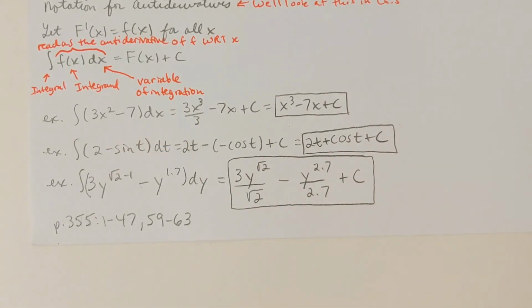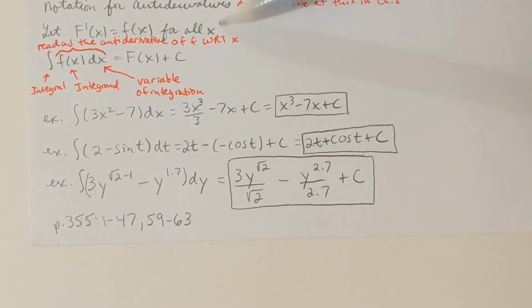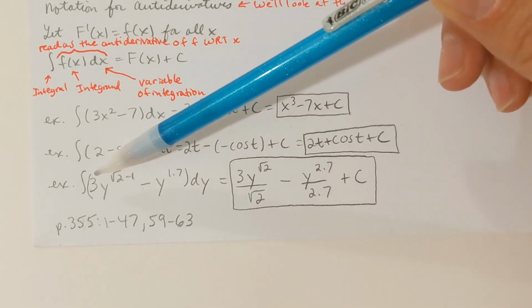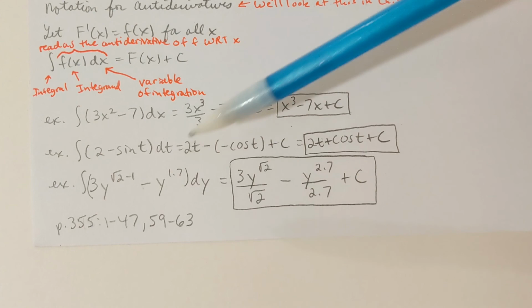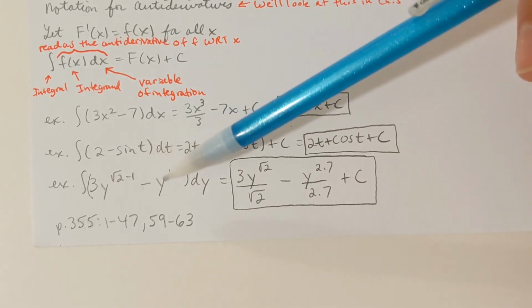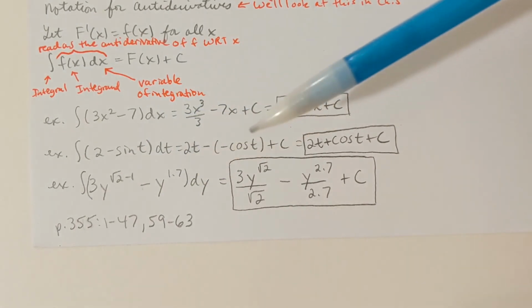Here's one more. Suppose that we want to find the integral of 3y to the power root 2 minus 1 minus y to the power 1.7, and we're integrating with respect to y. WRT means with respect to. Well, this is the same question as asking for us to find the antiderivative of the integrand. That's the expression inside the integral here.